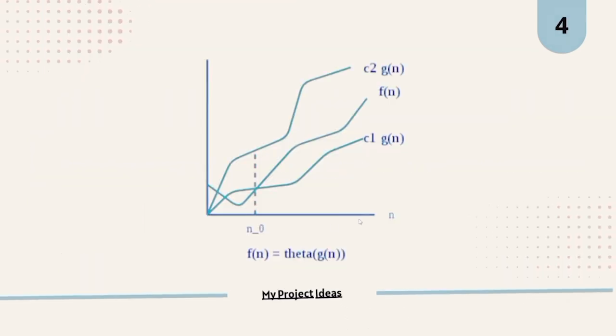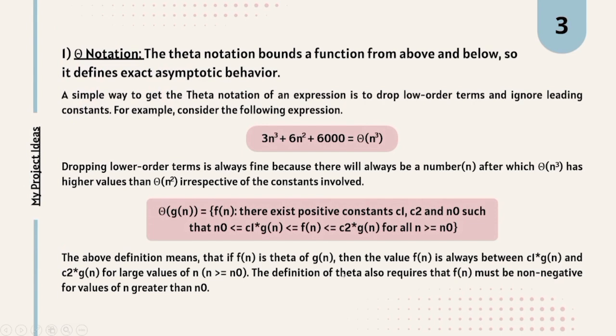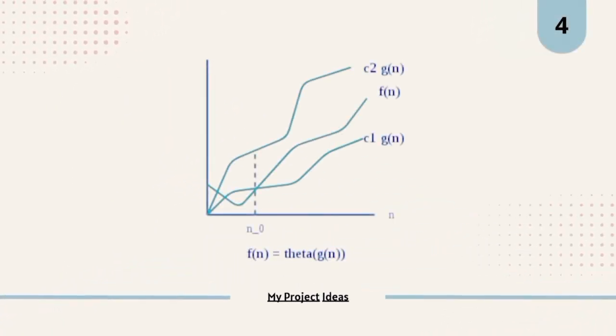This is the actual format of it. Got it? Clear? Next slide. So I told you theoretically. Now let's look at the graphical structure. See, f of n lies between c1 of g of n and c2 of g of n. This is the function f of n is equal to theta g of n. I hope you got this. This is n0, this is n.